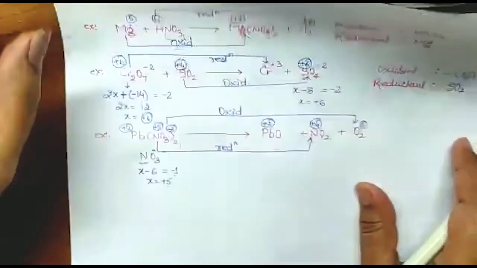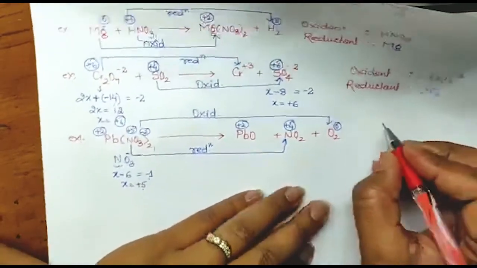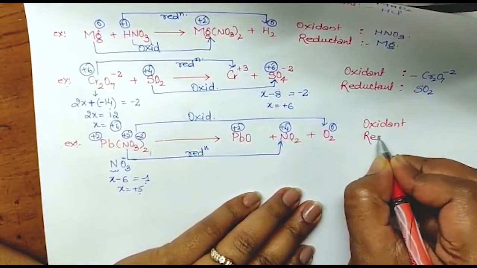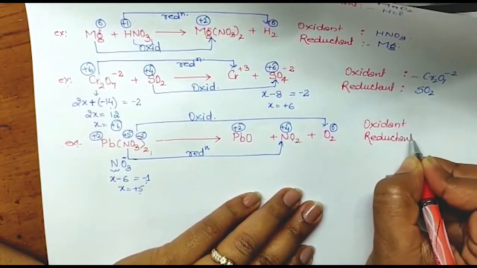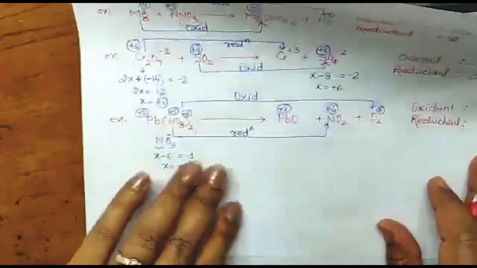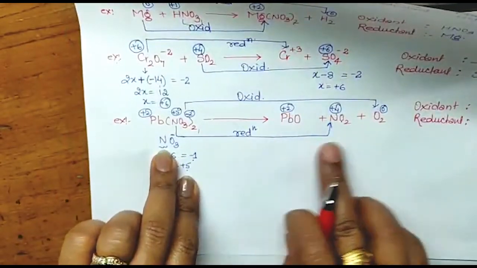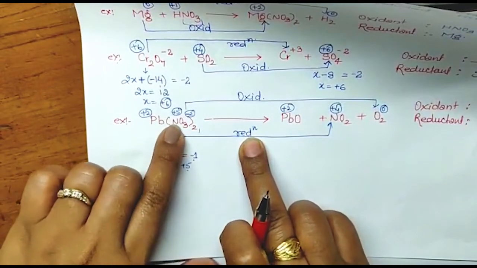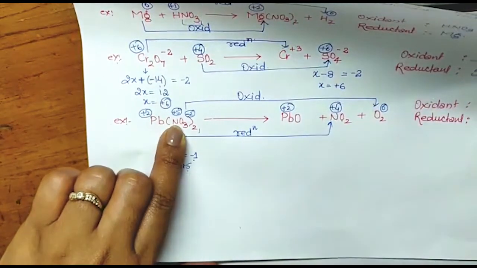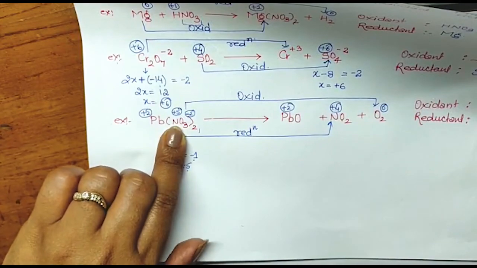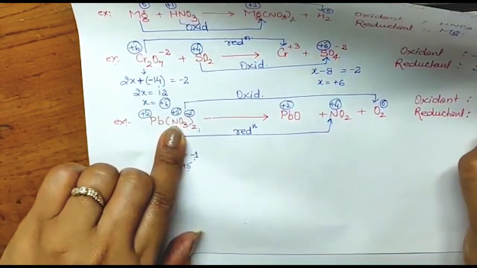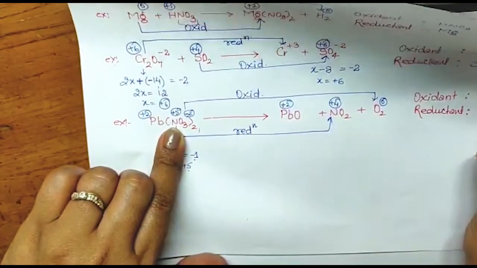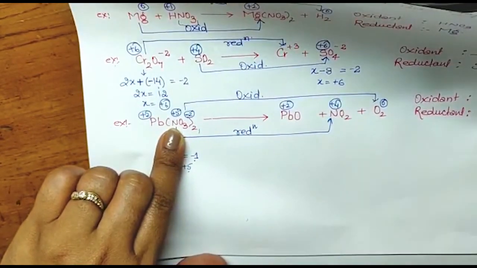Got it? Okay, so now let me find the oxidant and reductant. The one which is undergoing reduction will be considered the oxidant. Which one is undergoing reduction? Nitrogen. But you are not supposed to write just the nitrogen. You have to write the complete compound in which this nitrogen is there. What is that? Pb(NO3)2, isn't it?